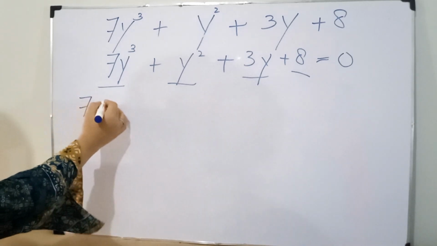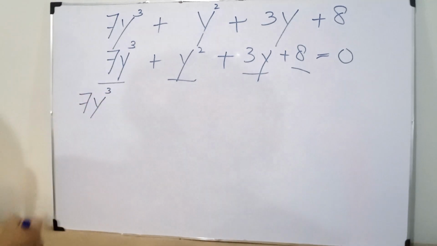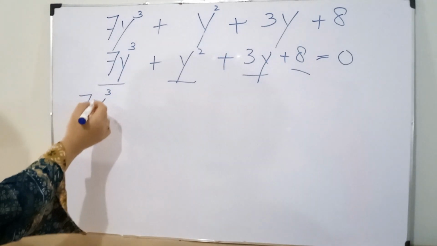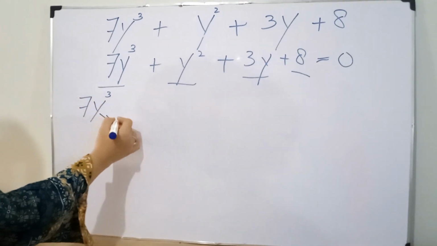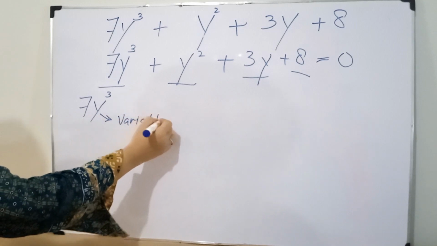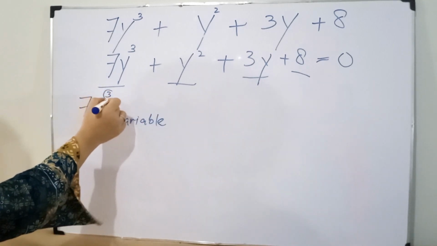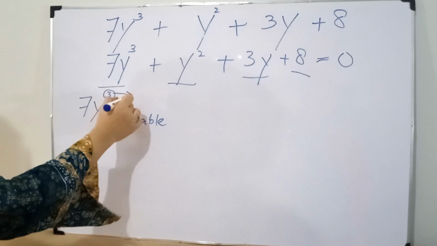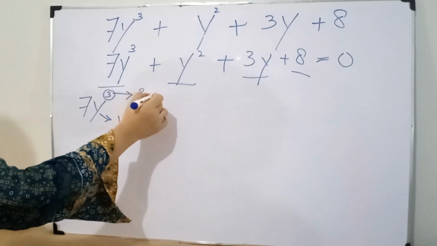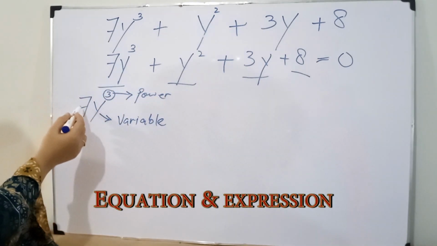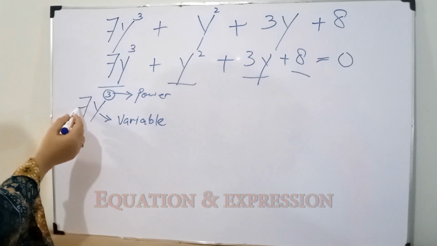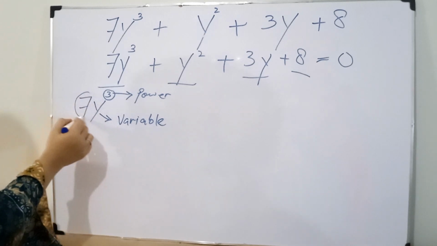Here we have 7y cube as the first term. The letter y is the variable. The small number written on this letter is the power, and the number written just before this variable is called the coefficient.